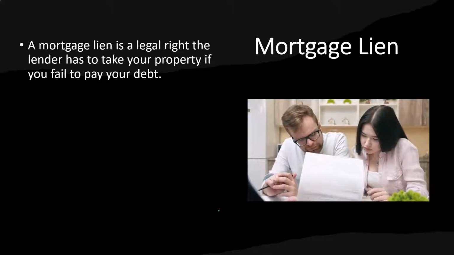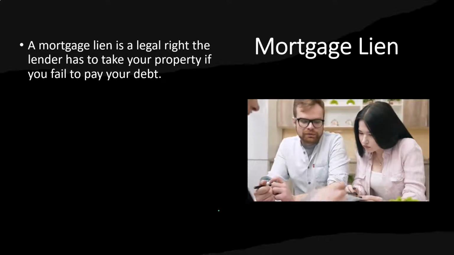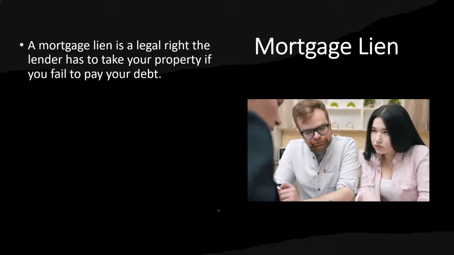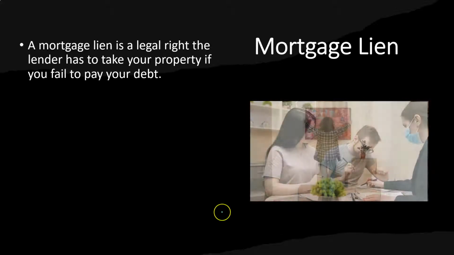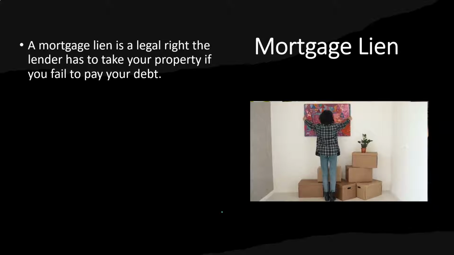Then we have the mortgage lien. A mortgage lien is a legal right the lender has to take property if you fail to pay your debt. So in essence, we're talking about the mortgage here, the lien, and then you failing to pay the debt, possibly allowing the property to be taken in order to settle the debt.